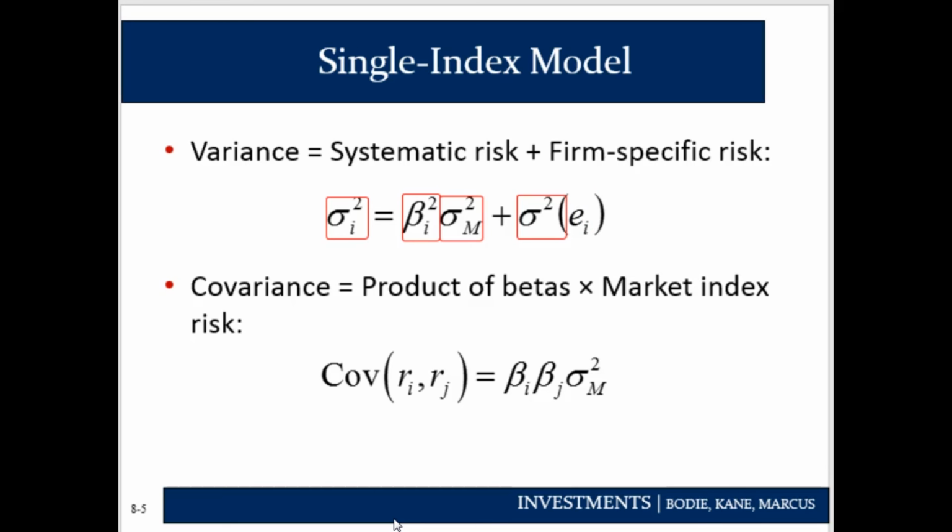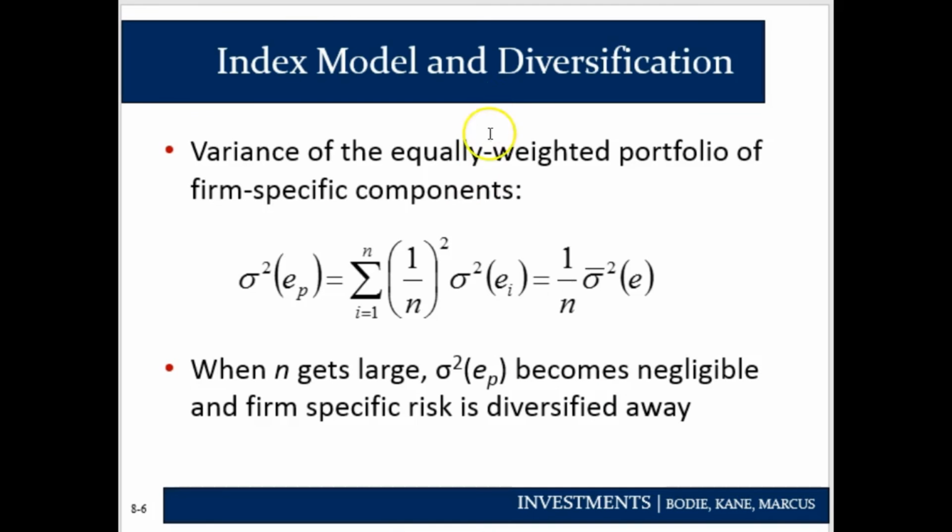Therefore, the covariance is simply going to be the product of the betas. So if you have asset I and asset J, the covariance between the two is your betas times the variance of the marketplace.